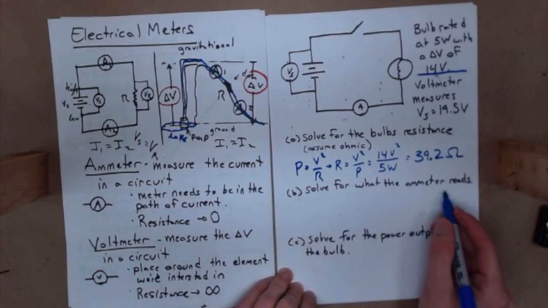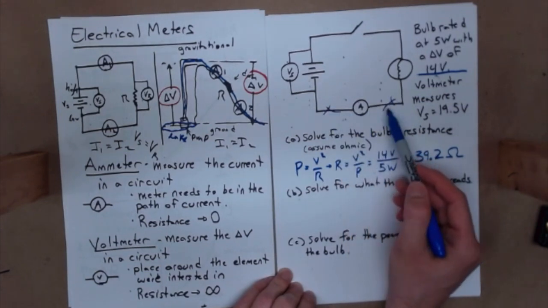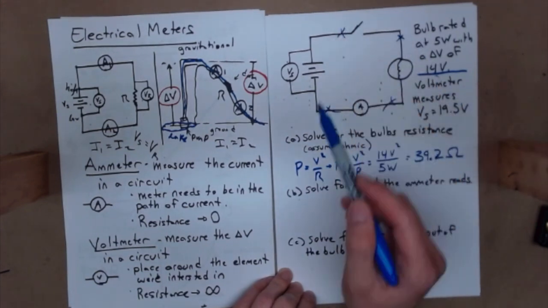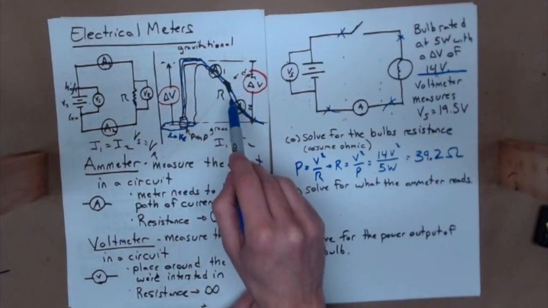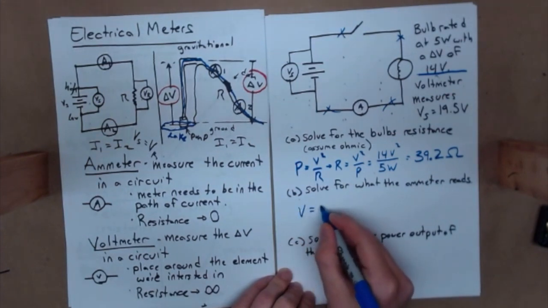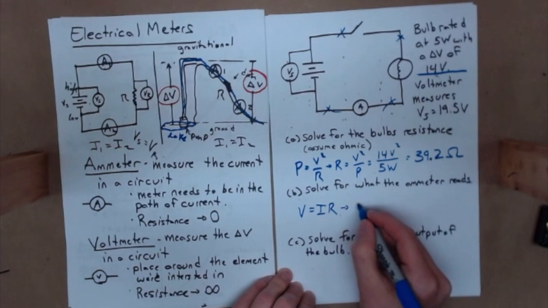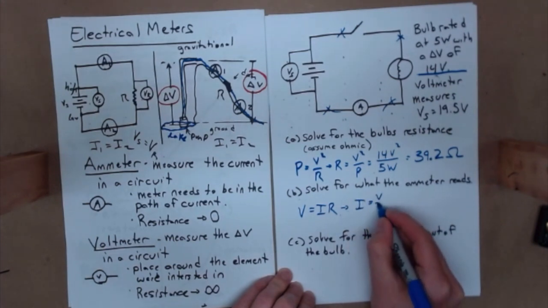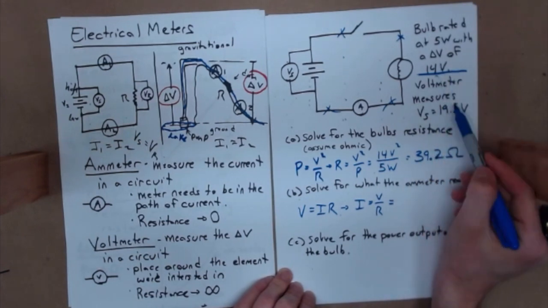Solve for what the ammeter reads. Well, the ammeter is here. That ammeter is going to solve for the current in the circuit. Remember, the current at any point in this circuit will be the same for this reason here, right? If a dam builds, eventually the current equalizes at all positions. Well, Ohm's law, V equals I times R, so I is equal to V over R.